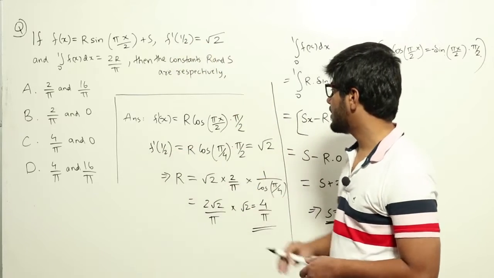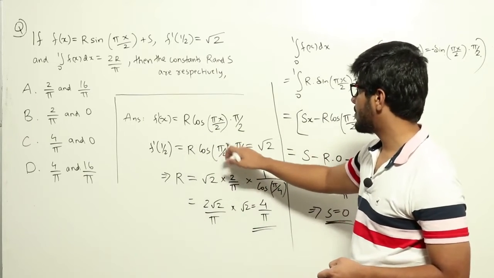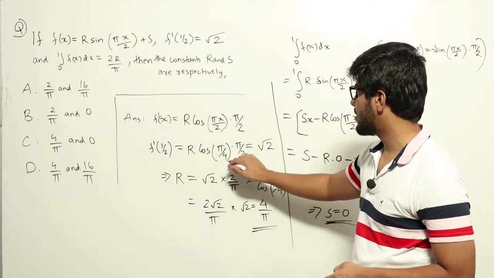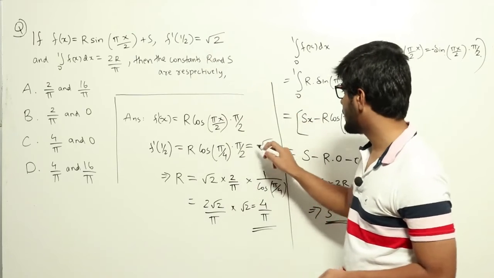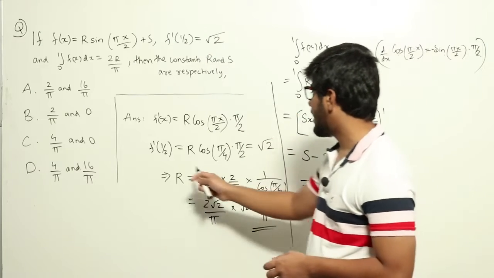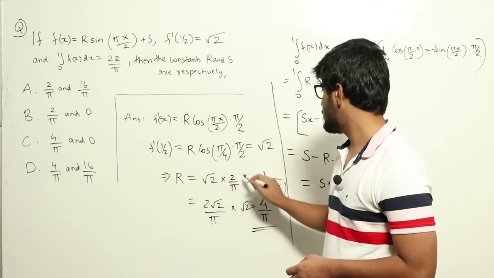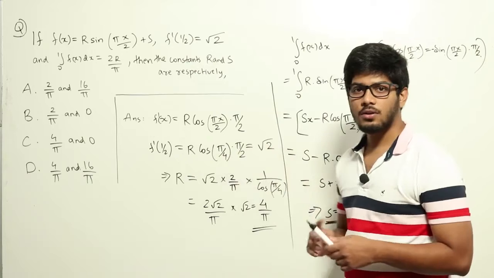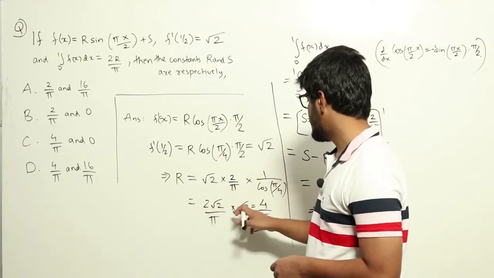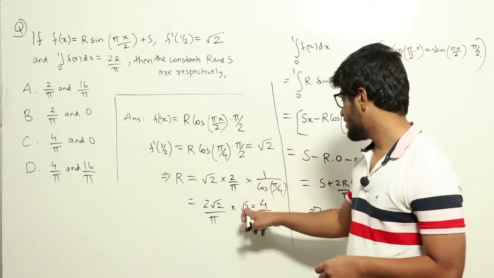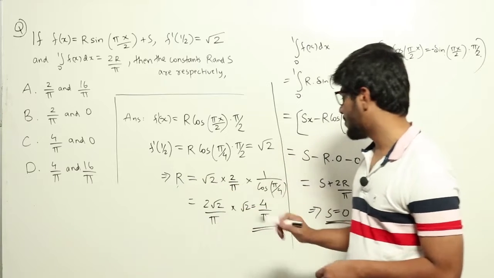So f dash of 1 by 2 equals, we'll substitute 1 by 2 instead of x: r cos pi by 2 into x is 1 by 2, so it becomes pi by 4 into pi by 2. Now we know that is root 2, given in the question. We'll equate it to root 2, which means that r equals root 2 into 2 by pi into 1 by cos pi by 4. Cos pi by 4 is 1 by root 2. So we can rewrite it as 2 root 2 by pi into 1 by root 2, that is root 2. Now this is 4 by pi. So r is 4 by pi.